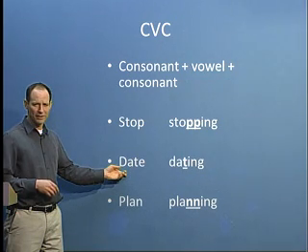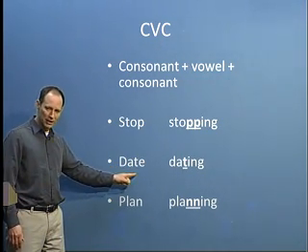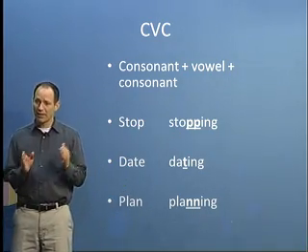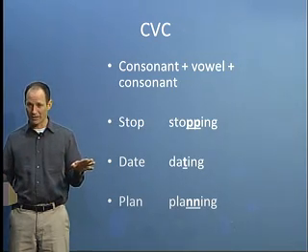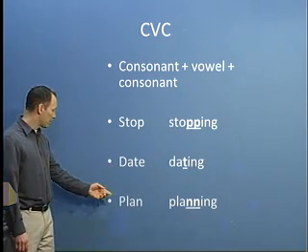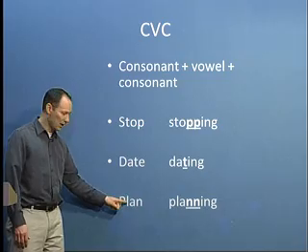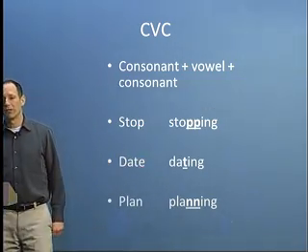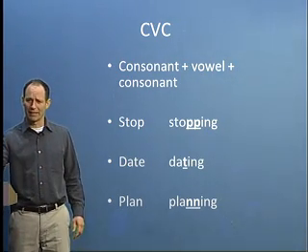Date, wait a minute, this is different. Date has vowel, consonant, then vowel. For that verb, because it doesn't follow the pattern, we will not double the last letter. So it's dating with just one T. And then plan has L-A-N, consonant, vowel, consonant. So yes, with plan, we will double the last letter. So planning.